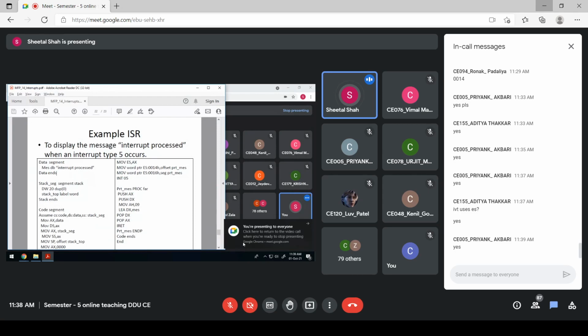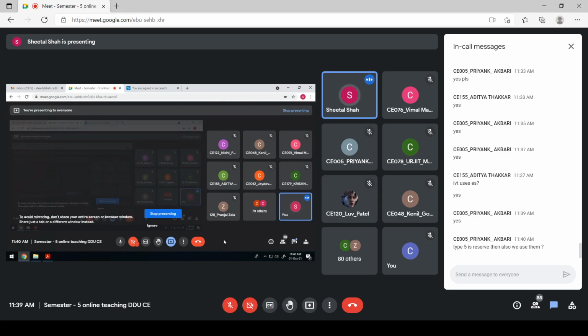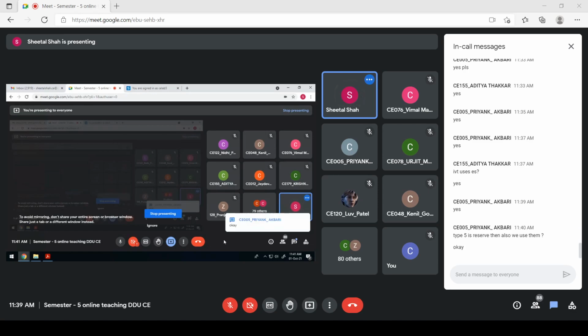Type 5. So we are overriding the given type 0 here also. When I am writing a procedure or interrupt service routine for divide by 0, the interrupt service routine would be written, and the segment address as well as the offset value, I am copying it into that interrupt vector table. So I am overriding it. Is it clear? Okay, so you can override this, but by default it would show.